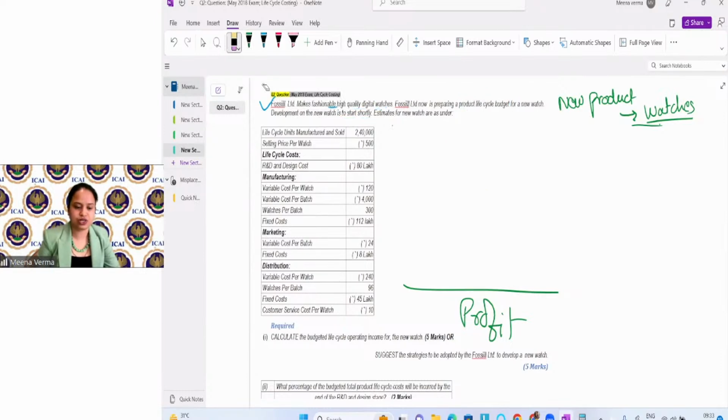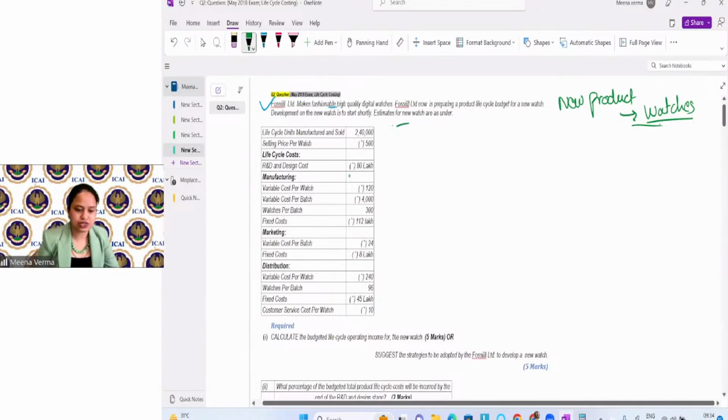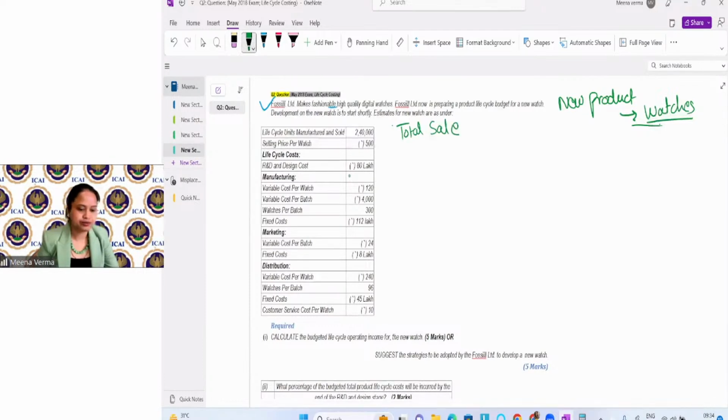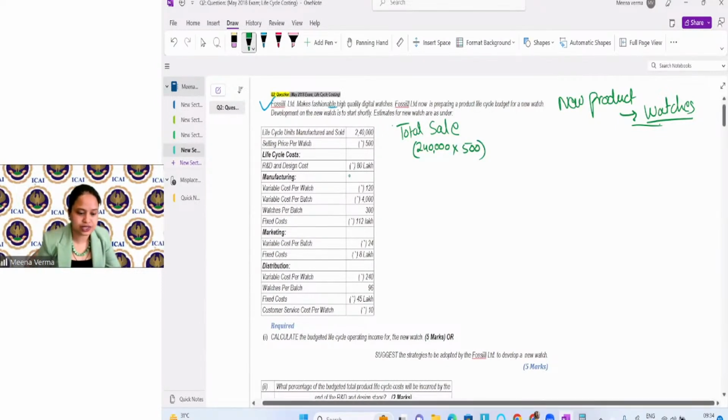First, we will see what is the total sale here for the company. So parallelly, I'm doing it. So first, we will see what is the total sale. How we will find the total sale, 240 units into 500. This will give you total sale. All right. Okay, less.